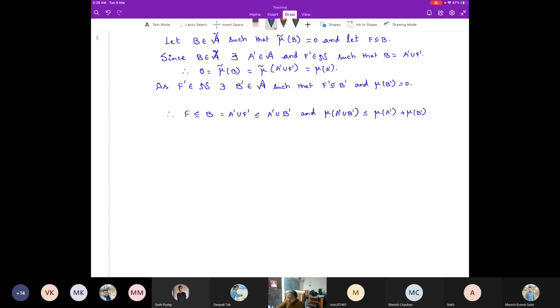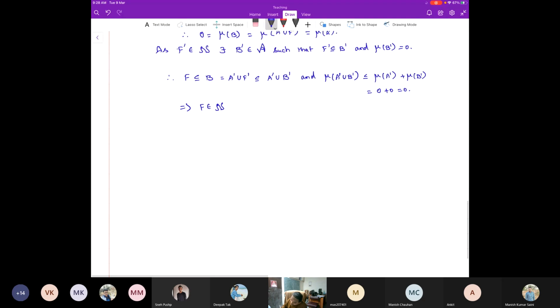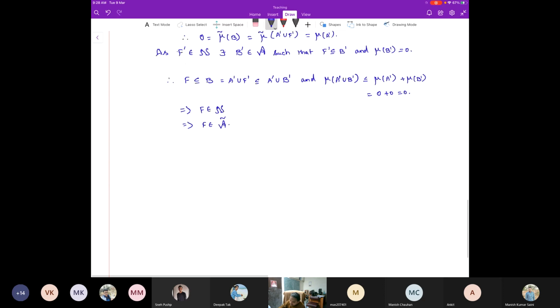What is mu of A dash? We have already shown that it is 0. Mu of B dash is also 0, so 0 plus 0, which is 0. So these two together imply that F belongs to N, which implies that F belongs to A tilde. That's it. Right? And we are done. So next one.